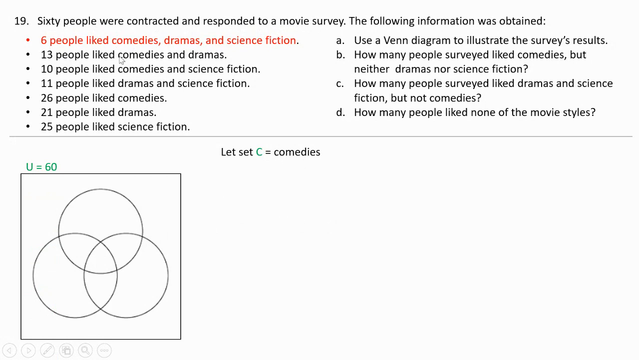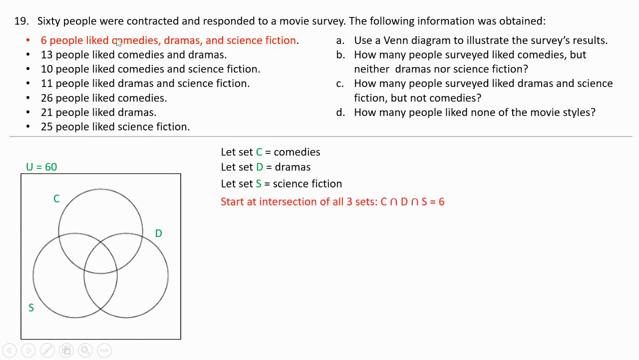Let C equal comedies, because there's comedies. That's my C. I'm going to let D equal dramas. That's my D. And what else is there? And science fiction. So I'm going to let S equal science fiction, which would be this one over here. That's my S. Now, it says 6 people like comedies, dramas, and science fiction. Why did I put it in red? Because when they give you a Venn diagram of 3 sets, you always start where all 3 intersect. You see, 6 people like comedies, dramas, and science fiction. So this is where I'm going to start right here.